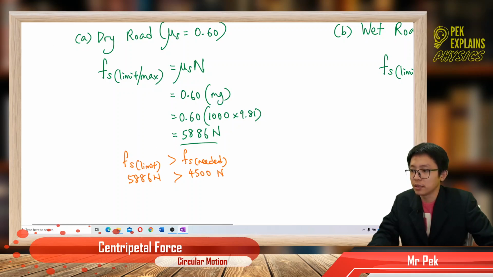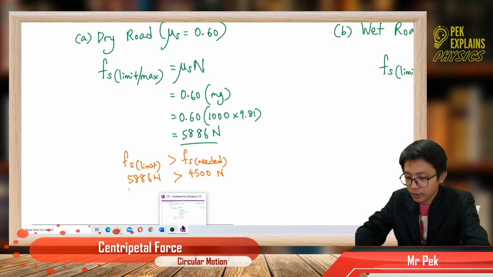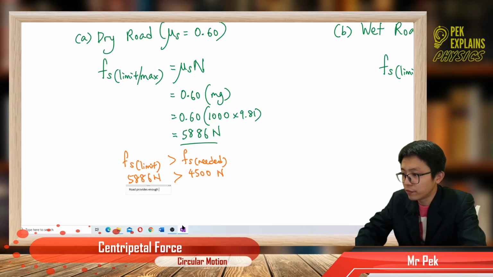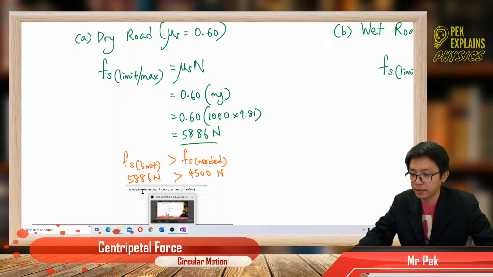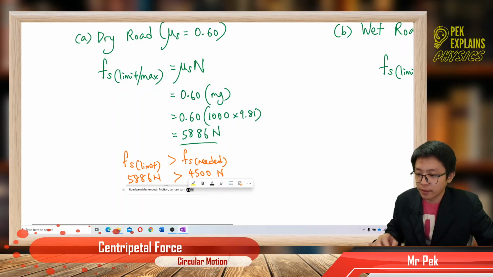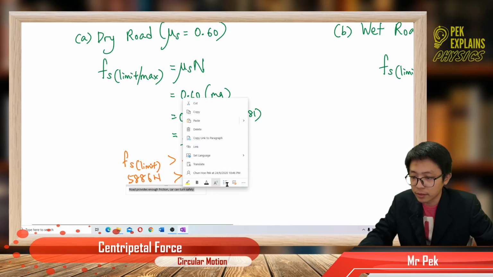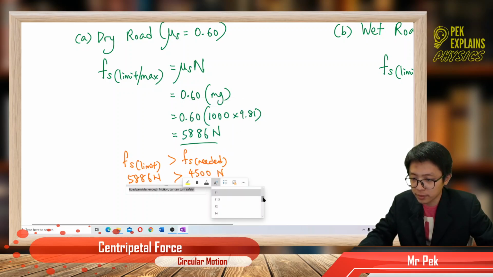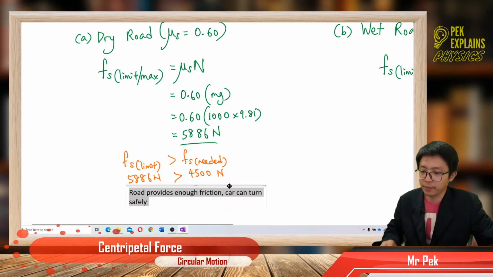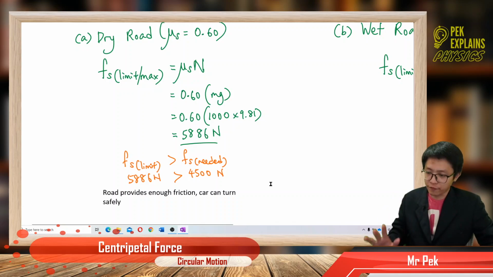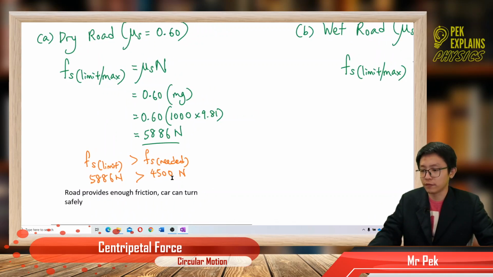So we can say, just type there, the road provides enough friction so the car can turn safely. Okay, make it bigger. All right, so I'll make it bigger now. The road provides enough friction, the car can turn safely because it is more than 4,500.